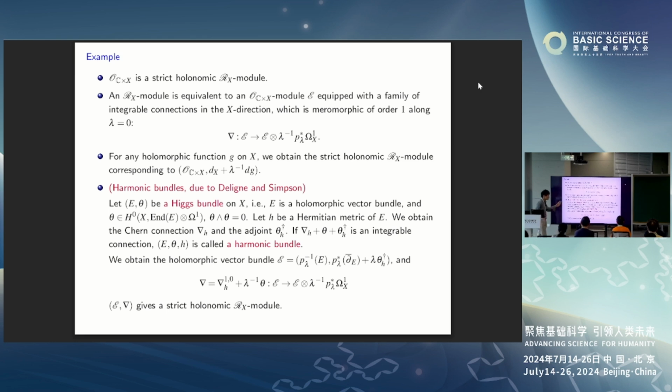And a harmonic bundle induces strict harmonic R_X modules. I mean, the pullback of the bundle to C_lambda times X is equipped with the holomorphic structure twisted by lambda theta, and it is also equipped with the meromorphic family of integrable connections given in this way. So this gives an R_X module, and it is strict and harmonic. So this is a very important example for us.